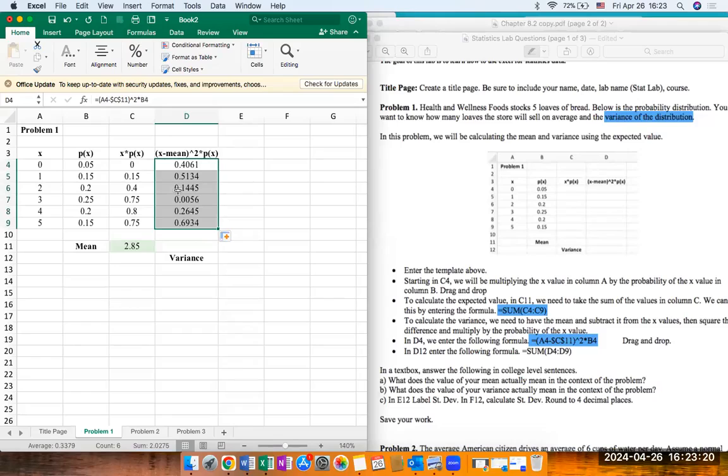As far as your variance, we're going to calculate your variance. Now, I put your variance in the wrong spot, so if you followed along here, please change it.